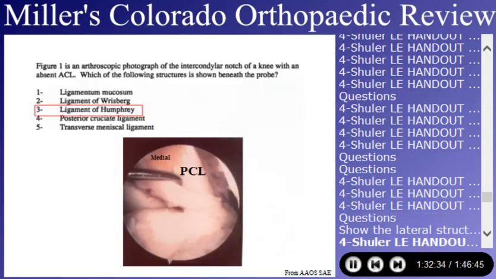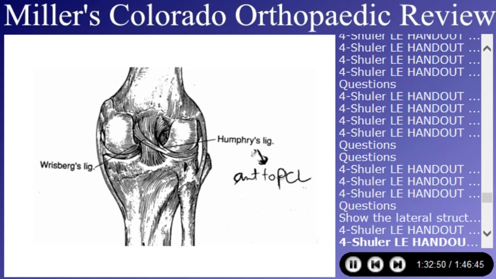Arthroscopic photograph, intercondylar notch in knee, absent ACL, so you're looking directly at the PCL. Which of the following structures is beneath the probe? What lies directly anterior to your PCL? Ligament of Wrisberg or Humphrey? Humphrey. It's real easy to know it. Just go anterior to posterior alphabetical order. H is before W. Right there. Humphrey's ligament anterior, Wrisberg's posterior.